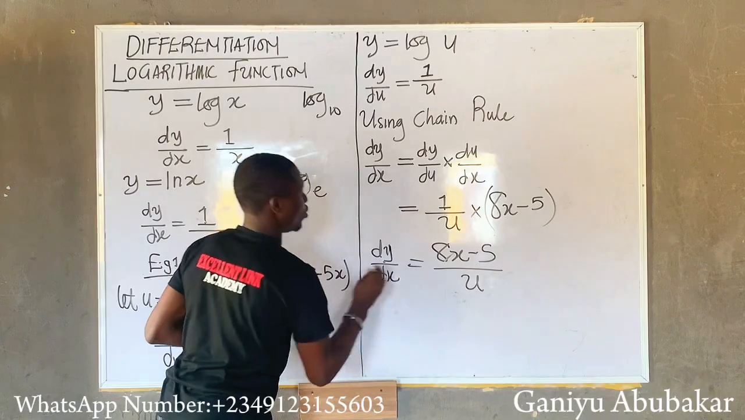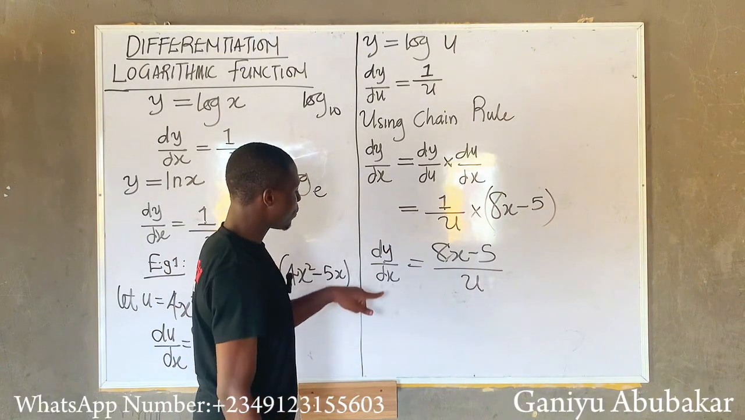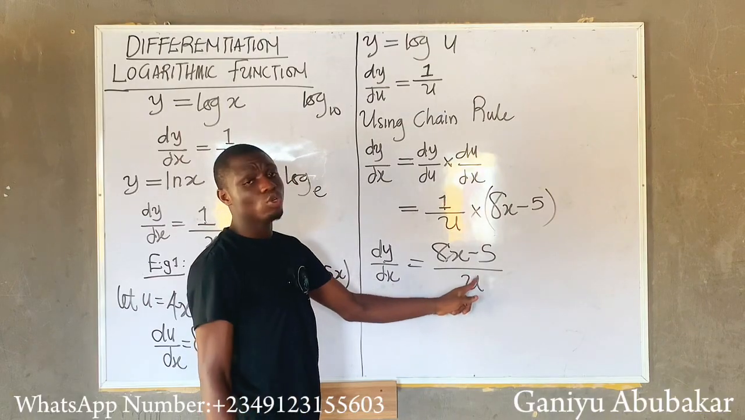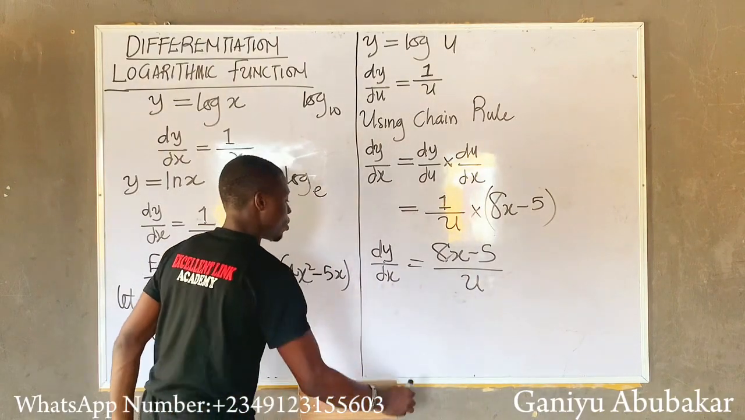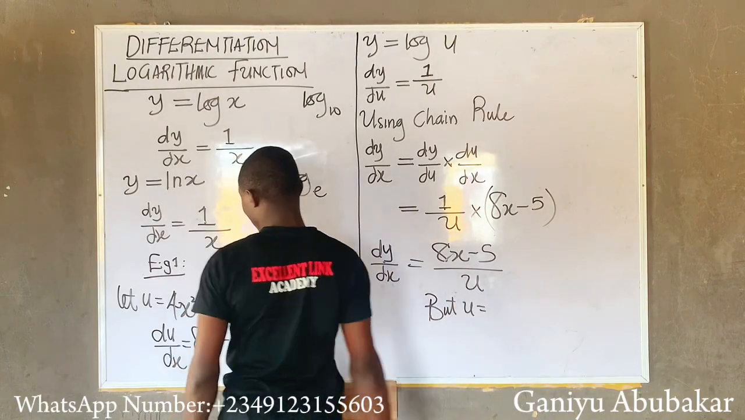But here's the concept. Listen up. I can express u in terms of x. So take this u back to x. But this u was what from the question? u was what?